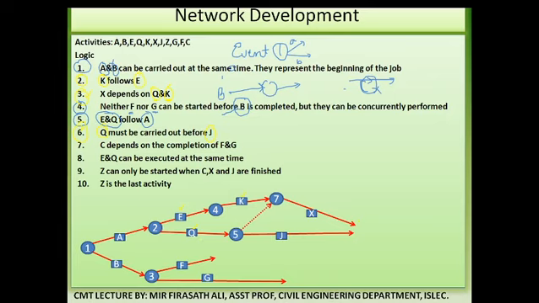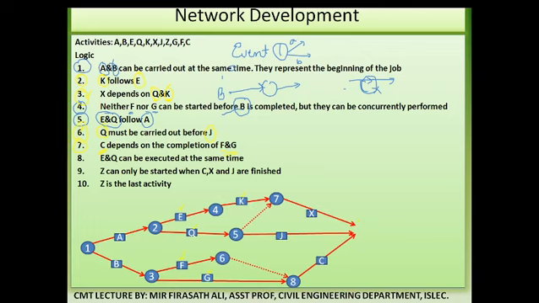Now let us see, C depends upon completion of F and G. Where is F? Look at the seventh point. F activity is over here, G activity is over here. We cannot join directly these two. Insert one dummy activity, and after F and G, what we will get? We will get an activity C.